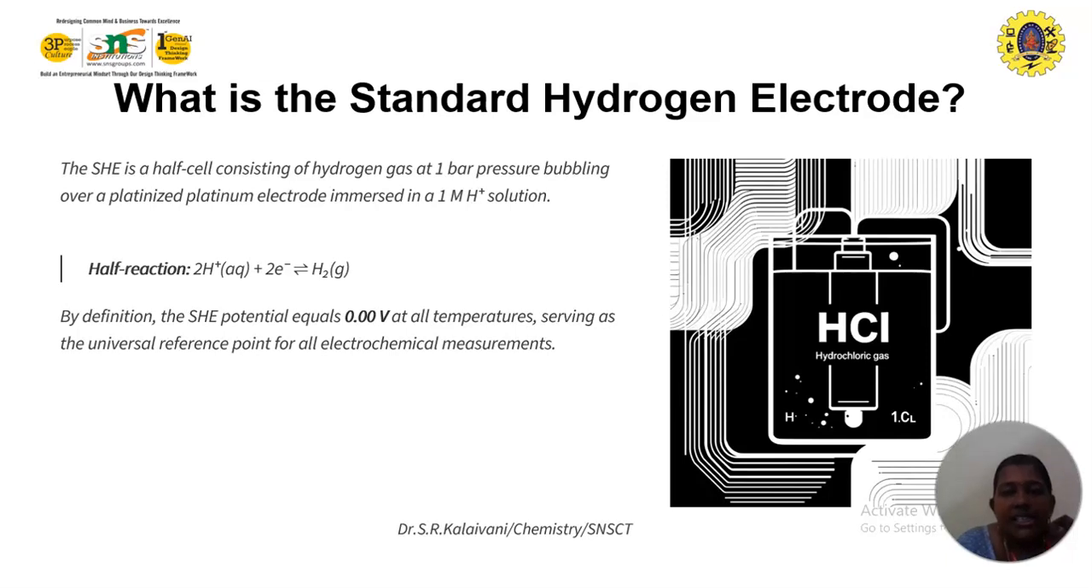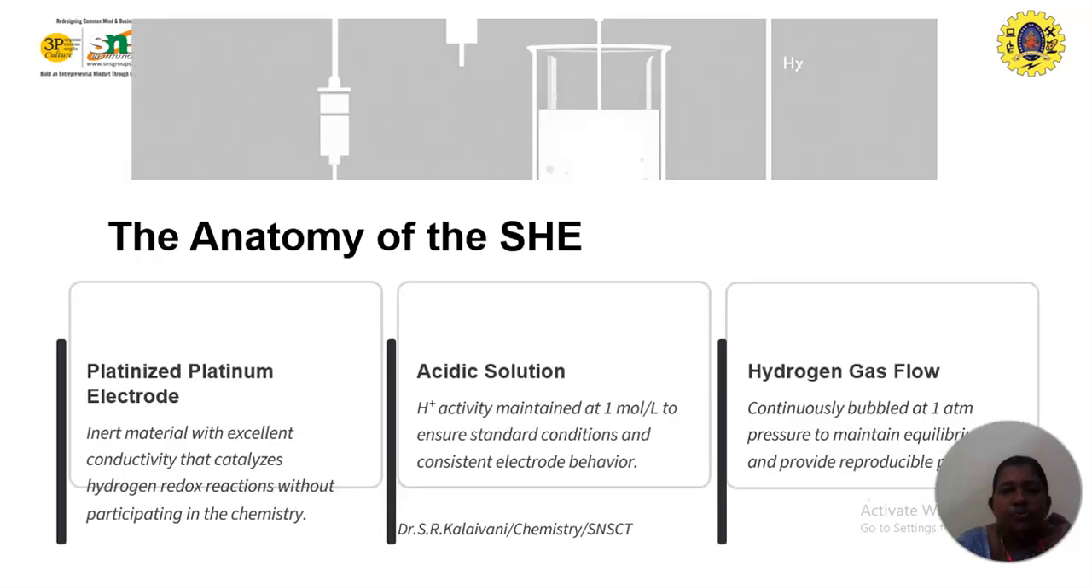What is the standard hydrogen electrode? This is the standard hydrogen electrode picture. In this, SHE is a half cell consisting of hydrogen gas at 1 bar pressure bubbling over a platinized platinum electrode immersed in 1 molar concentration of HCl solution. So the half reaction is 2H+ plus 2 electrons gives hydrogen molecule. By definition, the SHE potential value is 0 volt at all temperatures. So this is the universal primary reference electrode.